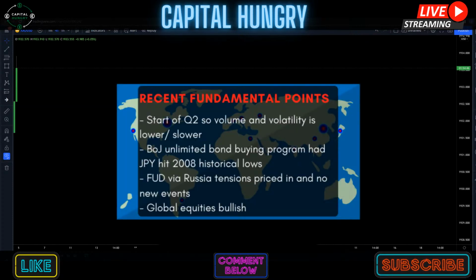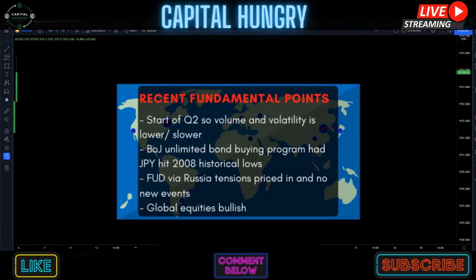So, some recent key fundamental points that we have to focus on is, of course, understanding the market timing. For those of you who are unaware, we've just ended the first quarter of this new year, 2022, and are transitioning into the start of Q2. So as you can see, for the first start of this fresh month and quarter, volume and volatility is relatively lower and slower.